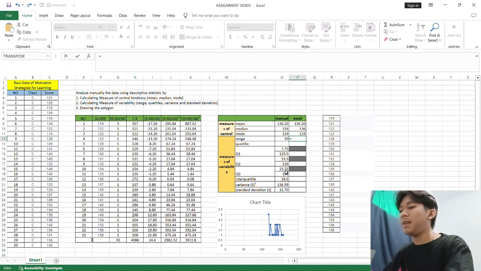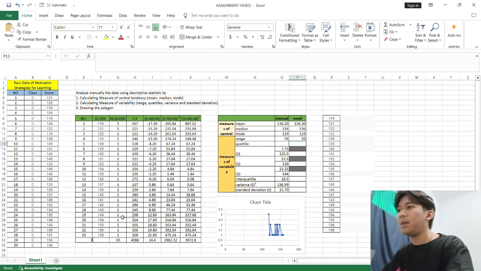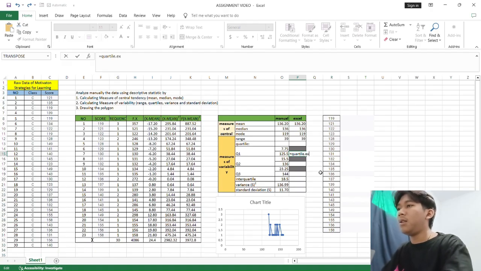Then for the range, we use the function max, don't forget to put the bracket, and then select the row data right here, and then we subtract min, put a bracket, on this row data also, and there we have it. There's our range.